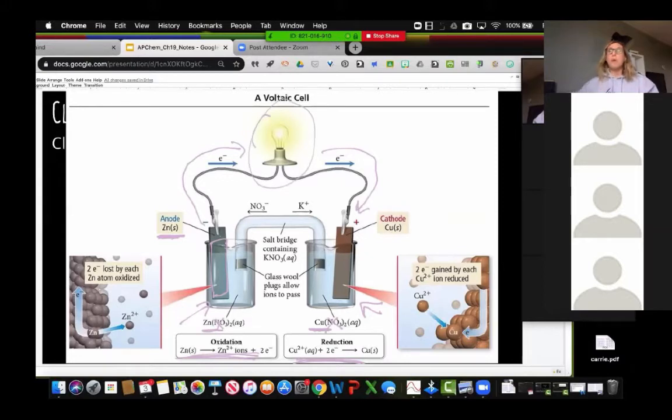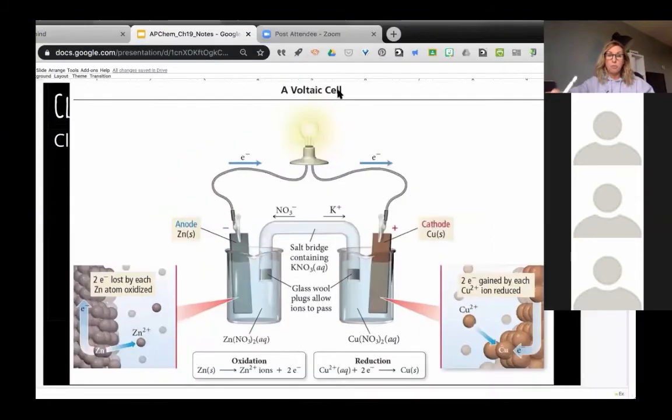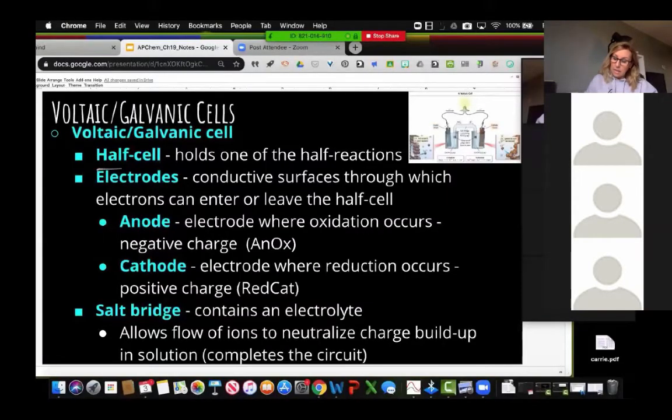Okay, so a couple parts to this, and let me go to the next slide and then we might come back to this slide. So we'll talk through the parts, and I put a little tiny version of this on this page so that we could talk through it. So when you have one of these cells set up, the half cell is the half reactions. So one of the half reactions is happening in one beaker, the other one is happening in the other beaker. So the half cell is basically the beaker that's holding one of the two different reactions.